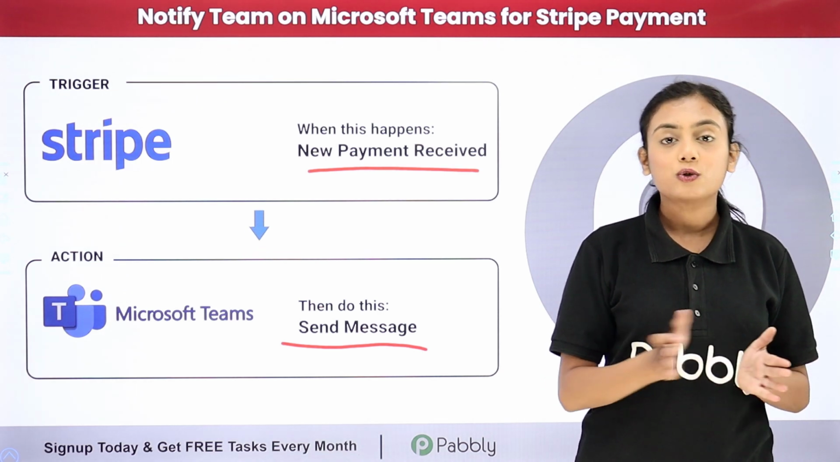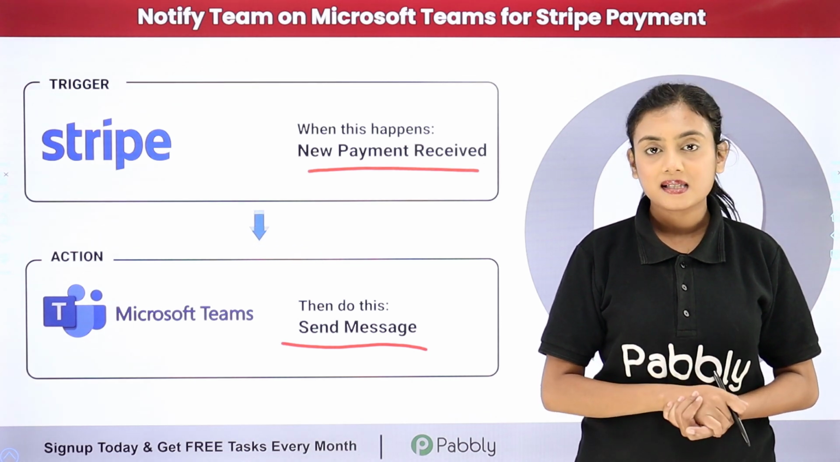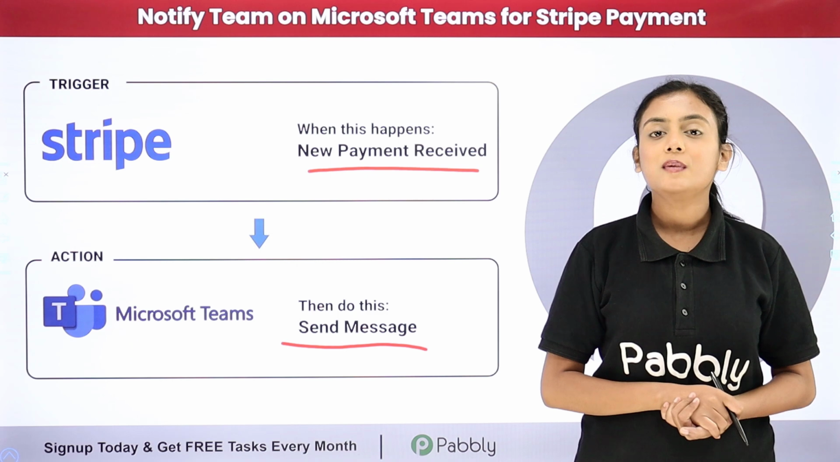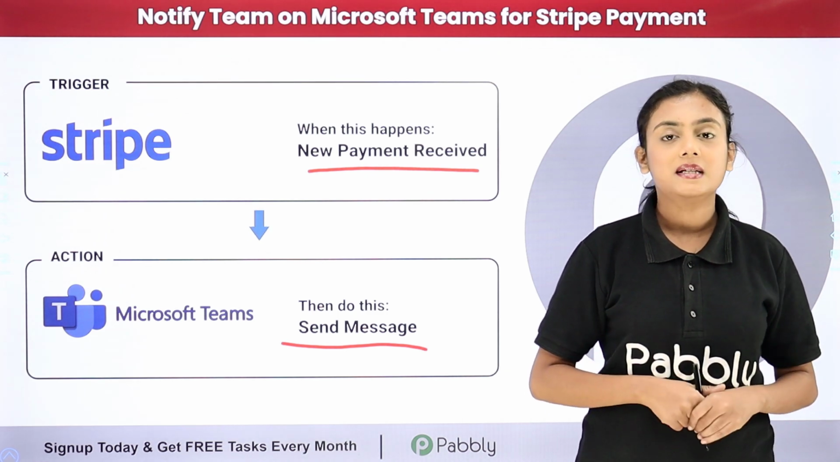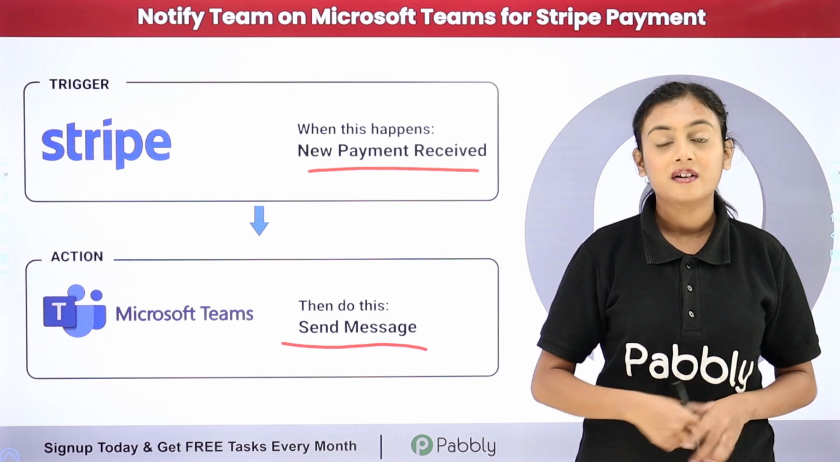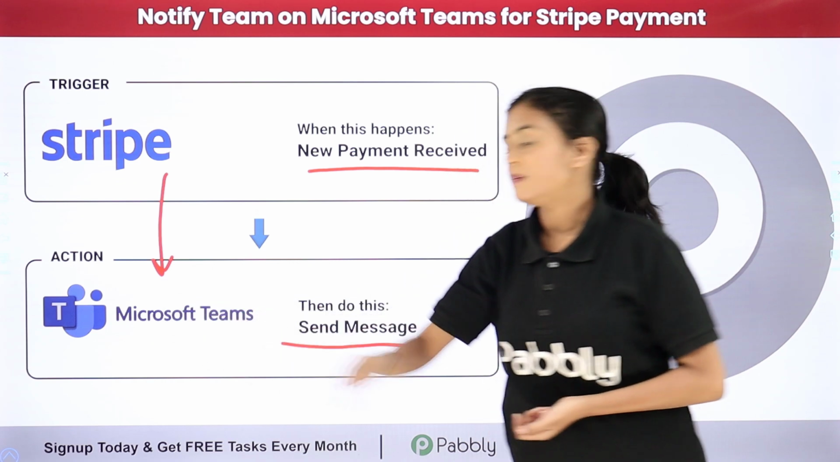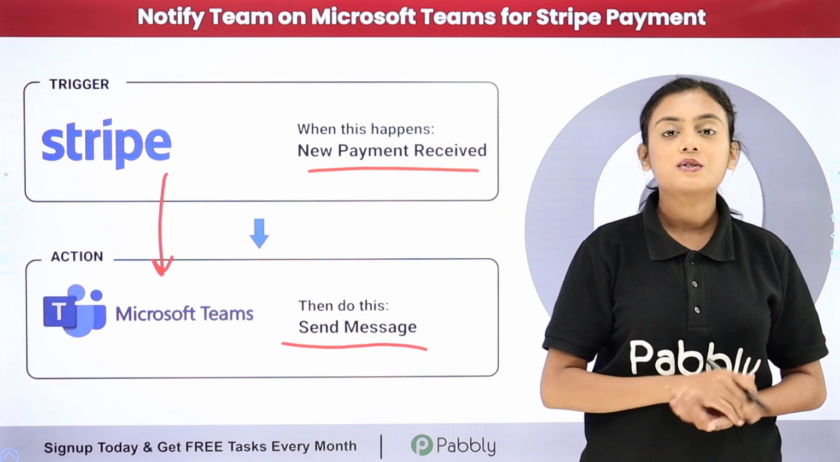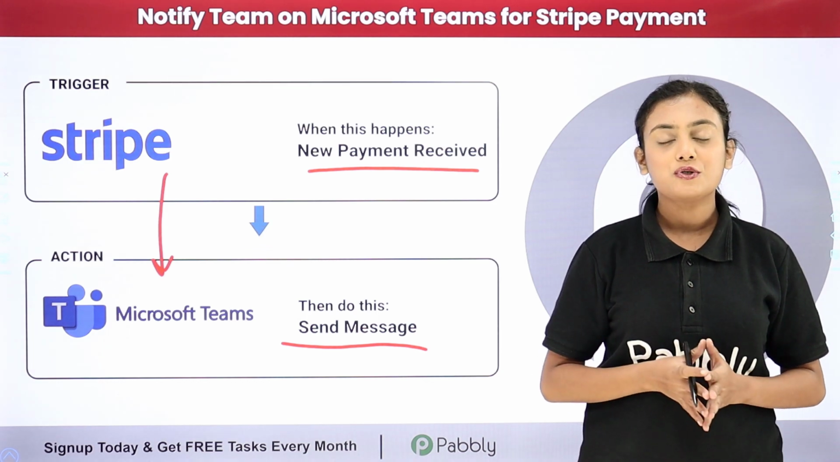Now sending these notifications manually as soon as the new payment is done is very time consuming. So what I did was I simply automated this entire process with the help of Pabbly Connect, which is an amazing automation and integration software. And here in this automation, I'm going to build a connection between Stripe and Microsoft Teams with the help of it. So if you also want to learn about this amazing automation process step by step, let me take you to my screen.